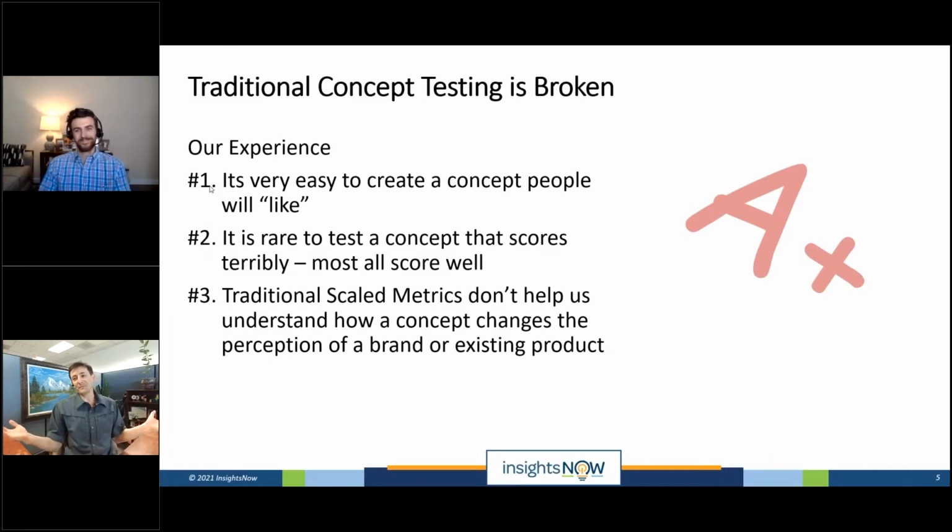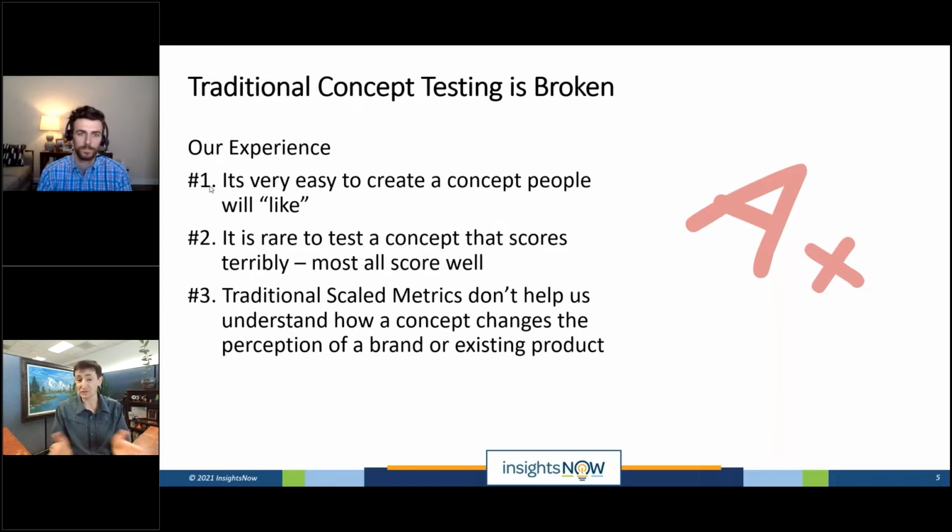So let's talk a little bit about traditional concept testing. Our experience with it, my personal experience after doing concept testing for goodness way too long, is that it's changed over time a little bit, but in general, it's actually pretty easy to write a concept that people like. It's pretty rare for us to test concepts that score poorly. Almost all score really well.